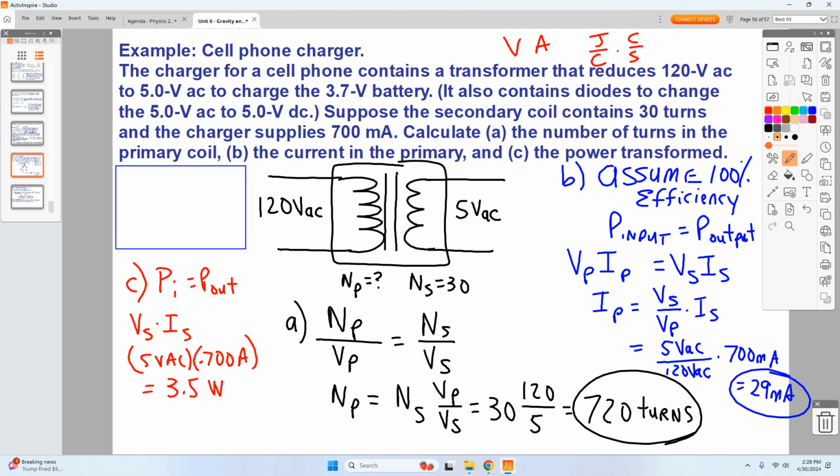Let's see if we did it correctly because the answers are hidden there. Yeah, I got it: 720 turns, 29 milliamps, 3.5 watts. I put that up there for me just in case I made a mistake. I wanted to make sure because it's brand new material. All right, last one.